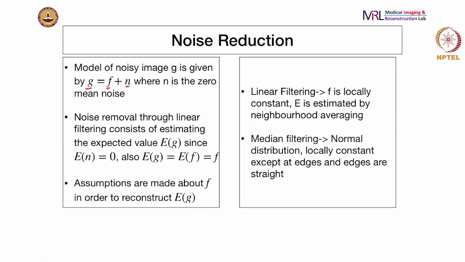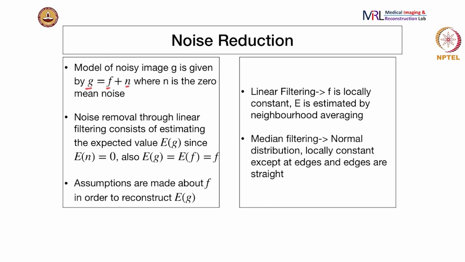So this is called an additive model of the noise, and it's also stationary in the sense that the noise has the same distribution everywhere. That's the typical assumption that you would make. So it's called a stationary additive noise. N is zero mean noise.